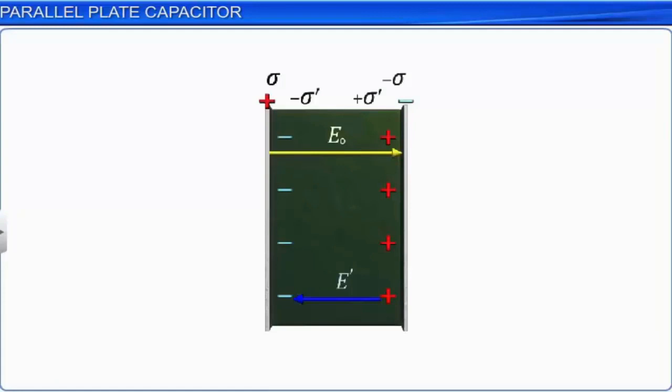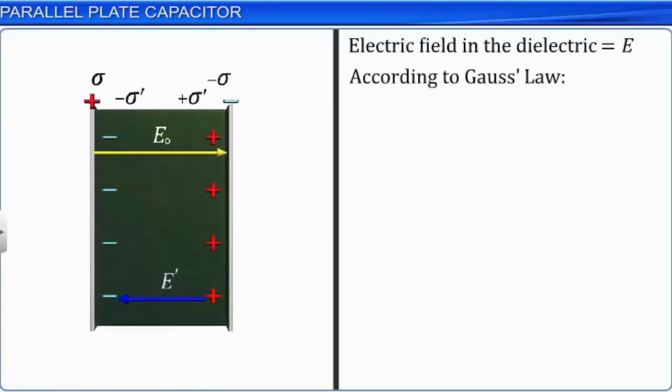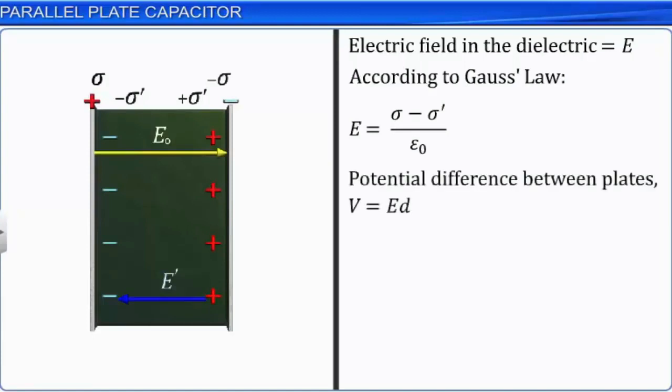Then, according to Gauss' law, the electric field strength E in the dielectric will be E is equal to sigma minus sigma dash by epsilon naught, which is less than the magnitude of E naught. The potential difference between the plates V is equal to E d, which now becomes V is equal to sigma minus sigma dash into d by epsilon naught, and hence V is less than V naught.